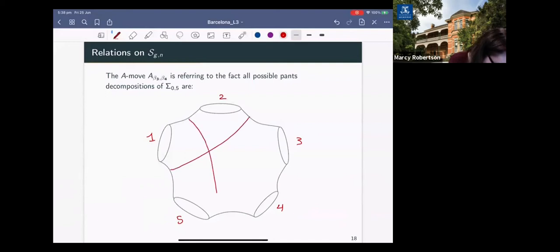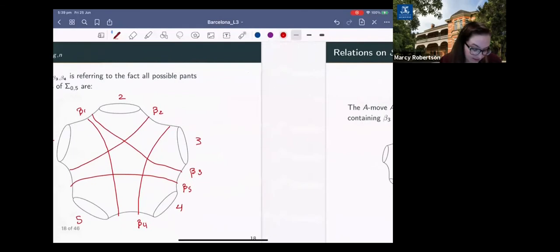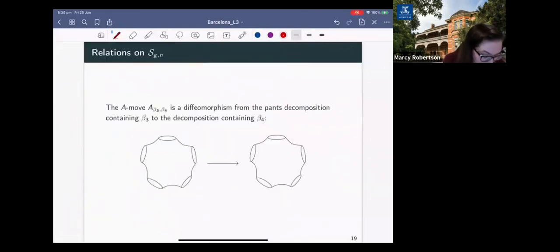And so this will be beta 1, beta 2. So if I'm looking at all the possible cuts, beta 3, beta 4, and beta 5. And so these would be the same betas in the relation that is drawn in the previous one. And because again, we're going to actually try to prove something today, I want to make sure this is clear. So right, this A move where I have beta 3, 4.